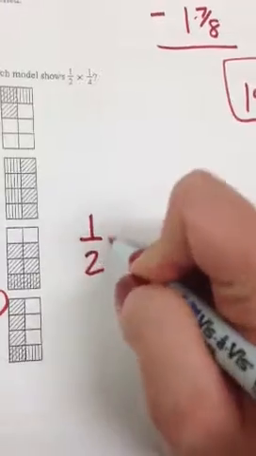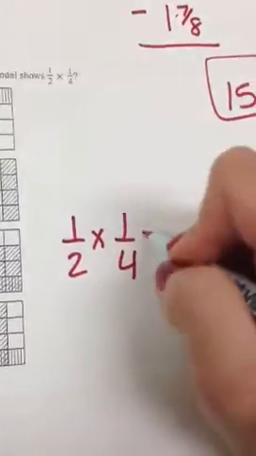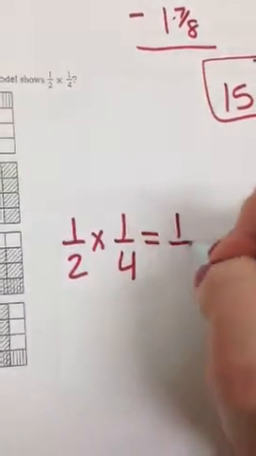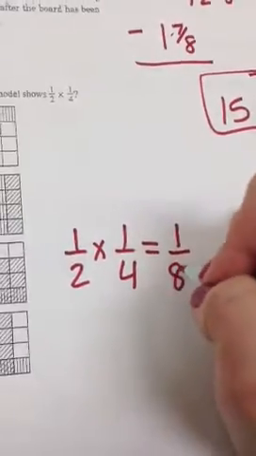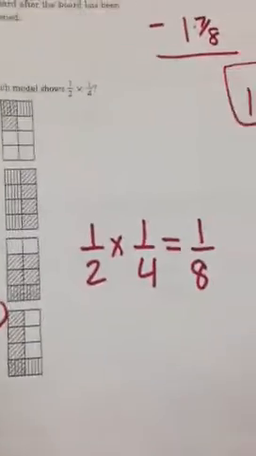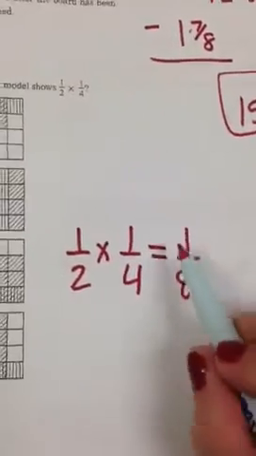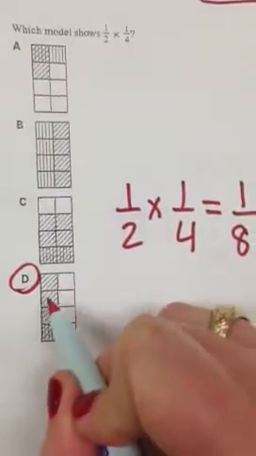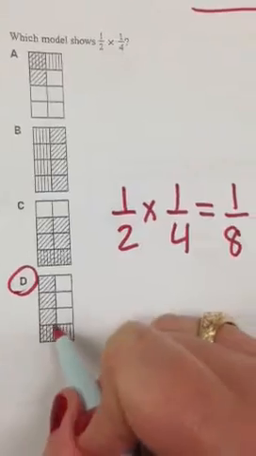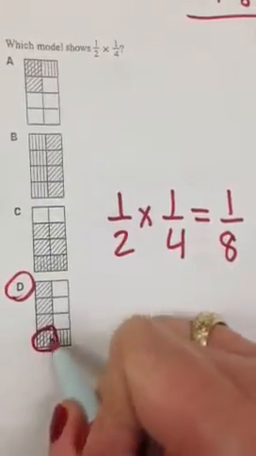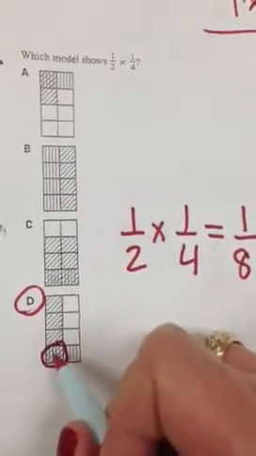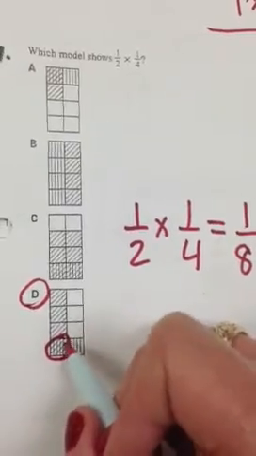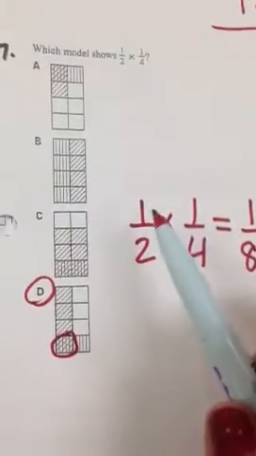Now to check my answer, I will multiply them together. 1 times 1 is 1. 2 times 4 is 8. That means I should count 8 total squares, and one of them should be double shaded. So 1, 2, 3, 4, 5, 6, 7, 8. And there's 1 here that is double shaded. So that leaves us with D as our answer for problem 7.